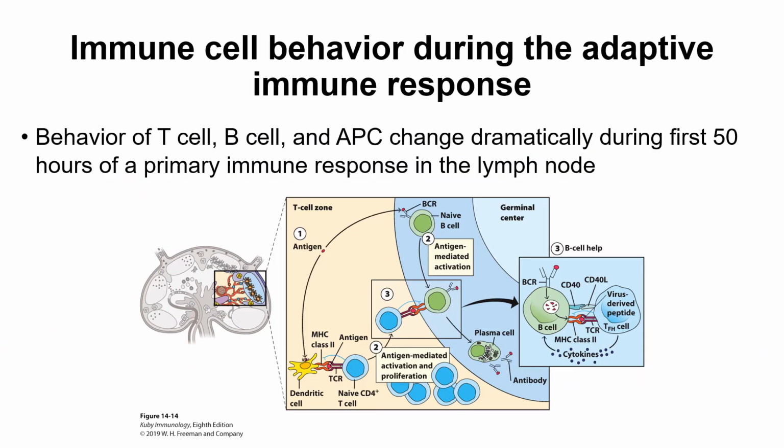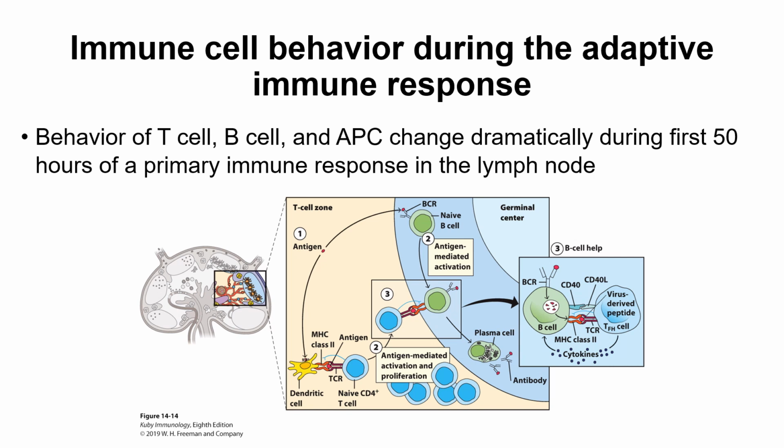What we do know is that the behavior of the T cells, B cells, and antigen-presenting cells all change dramatically during the first 48 to 50 hours, so the first roughly 2 days of a primary immune response in the lymph node. It takes a couple of days for this response to really get underway and to really go strongly and start to produce a lot of T cells, B cells, and get this antigen presentation going, specifically in the way that we've discussed it so far this semester.